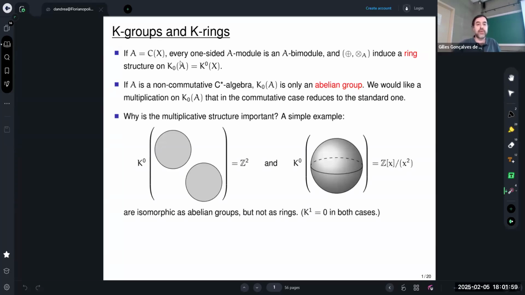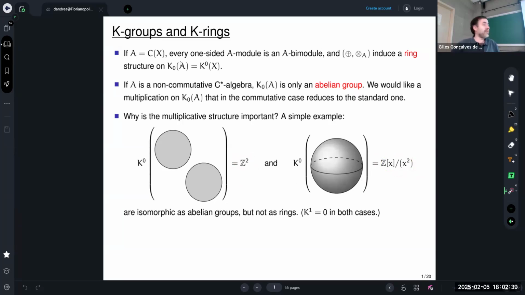Well, there is a very simple example, which is the following. Suppose you have a disjoint union of two closed disks. Then you glue them along the boundary and you get this picture here, your sphere. If you compute K0 in both cases, you get, as an abelian group, Z squared. For the first space, it is Z squared also as a ring, with component-wise multiplication. In the second case, the ring is the ring of truncated polynomials. So these two are isomorphic as abelian groups, but not as rings. So the ring structure does tell you something more about these topological spaces.